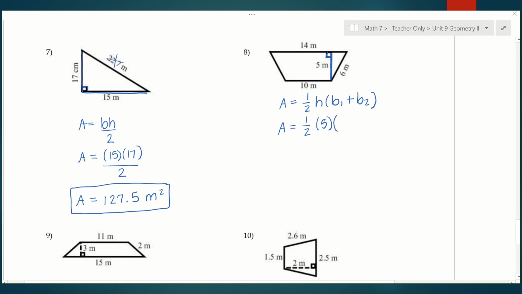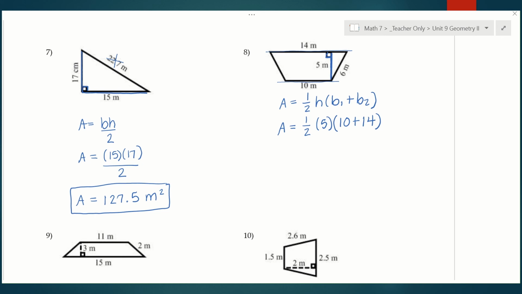Okay, the bases, these are a little bit easier to spot. The bases are the two sides that are parallel. Okay, so this side of 14 and this side of 10, those are the two bases because those are the sides that are parallel. So I'm just going to put them in as base 1 and base 2. Again, it doesn't matter the order. I could have done 14 plus 10 and just adding them, so the order doesn't matter.